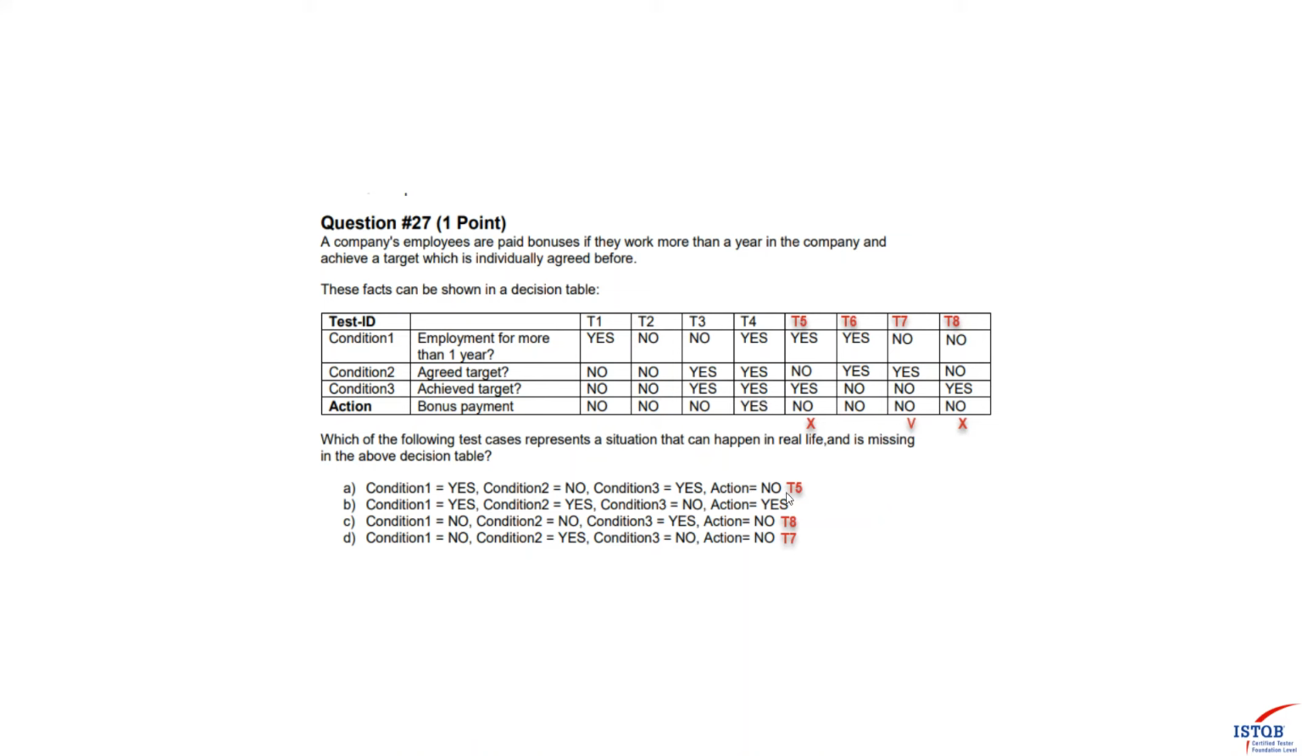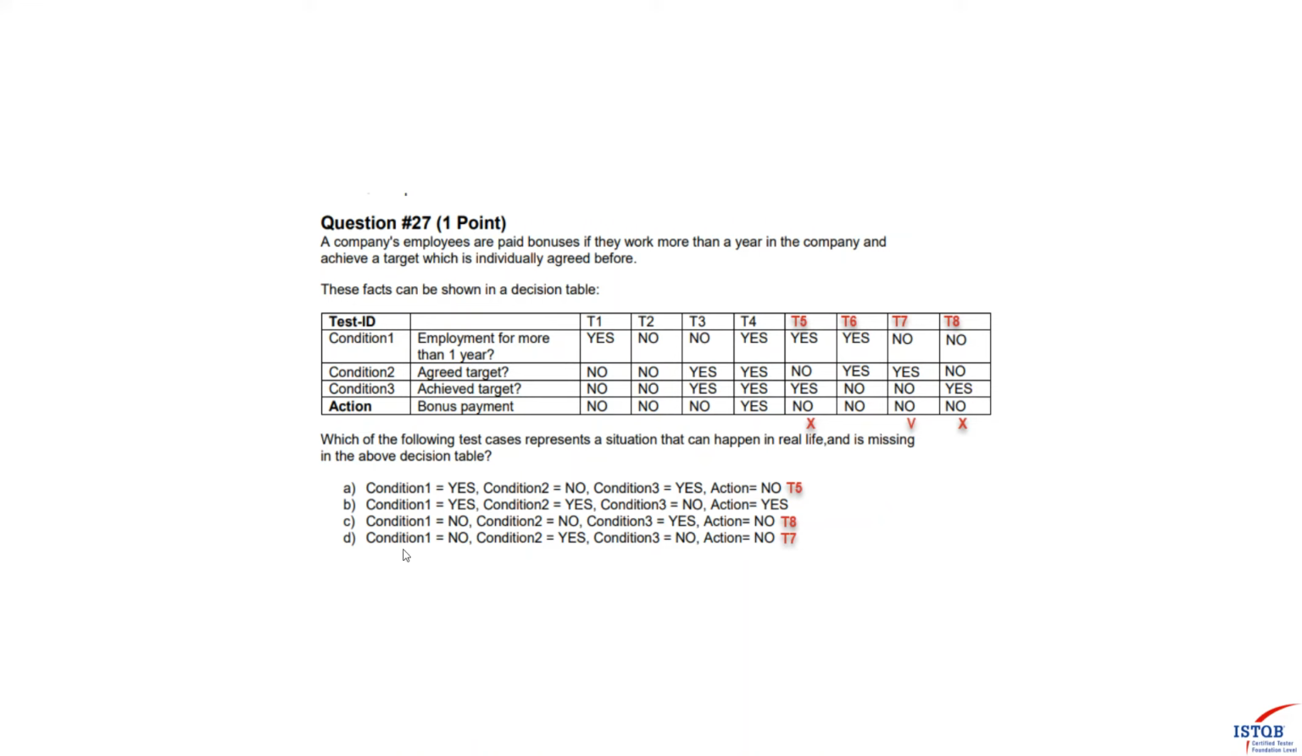Answer C matches our test case number 8. And it is not correct also. Same reason as in answer A. There was no agreement on targets, it is impossible to reach the targets. If there is no target, you can't achieve it. Since this situation can't occur, this is not a scenario happening in reality.